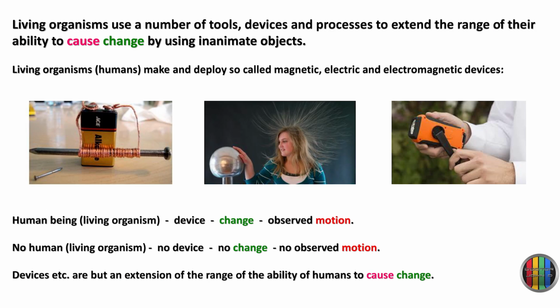Living organisms use a number of tools, devices and processes to extend the range of their ability to cause change by using inanimate objects. Living organisms, or humans, make and deploy so-called magnetic, electric and electromagnetic devices. Human being, living organism, device, change, observed motion. No human, living organism, no device, no change, no observed motion. Devices, etc. are but an extension of the range of the ability of humans to cause change.